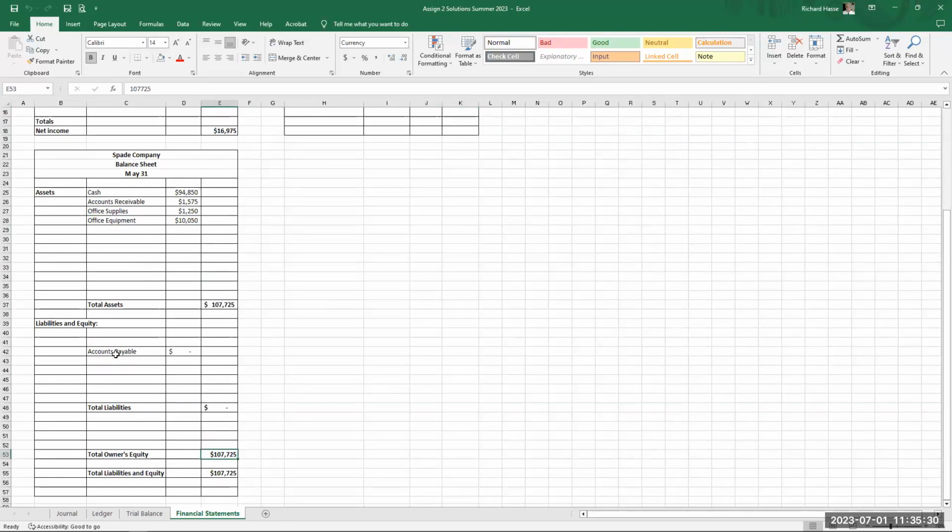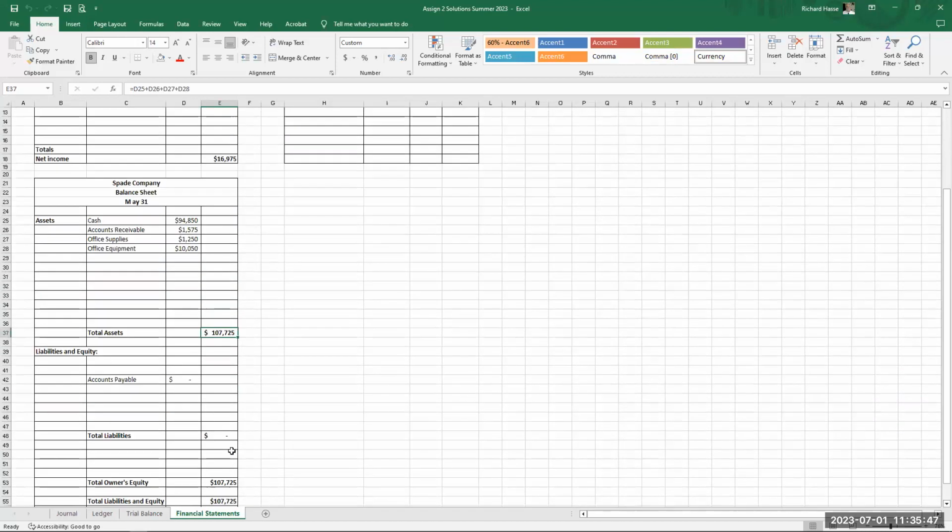There are no liabilities for this company. So your assets of cash, receivables, supplies, and equipment total 107,725, which matches the equity position of the company. Pretty straightforward and simple financials.